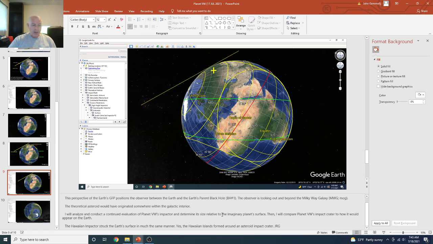Okay, I will analyze and conduct a continued evaluation of planet VW's impactor and determine its size relative to the imaginary planet's surface. Then I will compare planet VW's impact crater to how it would appear on the Earth. That was the fascinating part. That's the part I just love because it looks exactly like, no, I take it back. It looks really close.